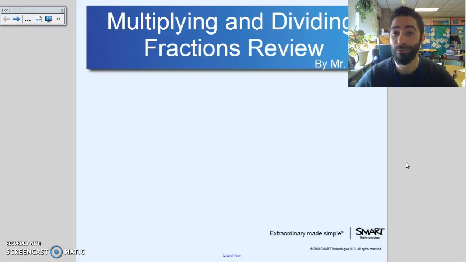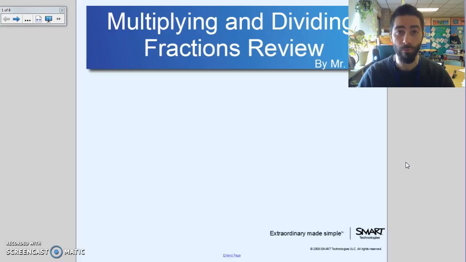Here we are again with multiplying and dividing fractions, and now we're going to just do a review in order to be able to prepare for our test coming up. So here you're not going to really take notes, you're just going to be doing the independent practices on separate sheets of paper to bring into class.